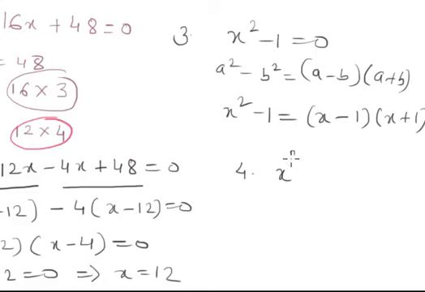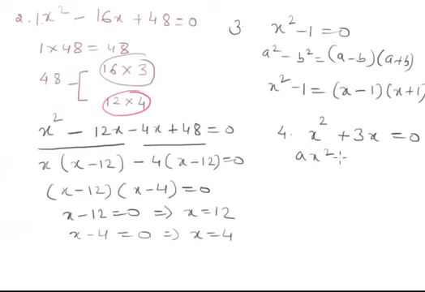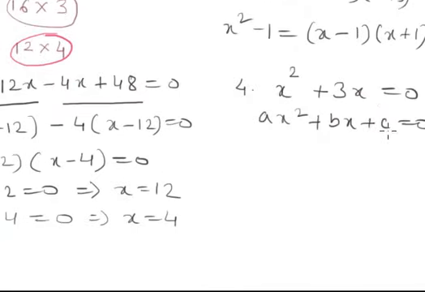You have an equation of the form, say x squared plus 3x equals 0. We are comparing it with the general form ax squared plus bx plus c equals 0. c is not there. c is missing. Even if c is missing, it's okay. Even if b is missing, it's okay. If a is missing, it's no more a quadratic equation.